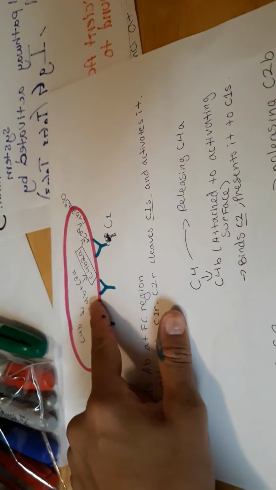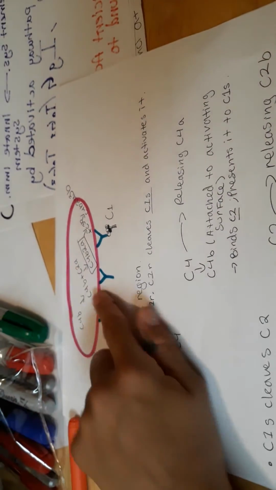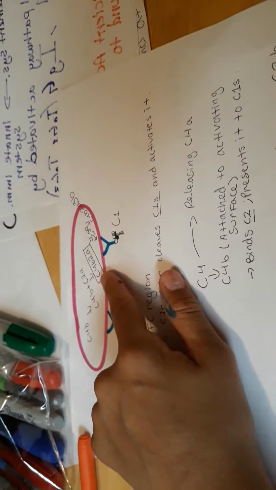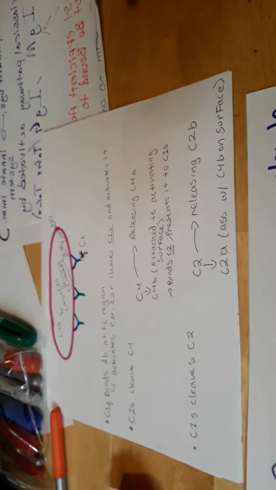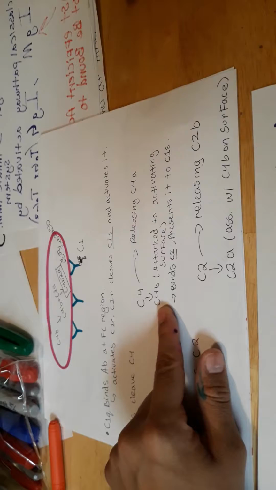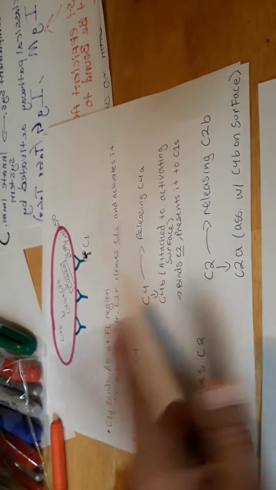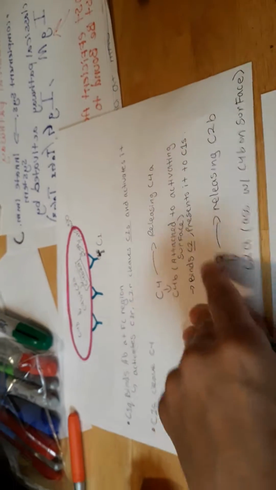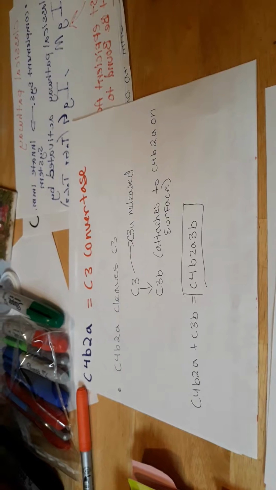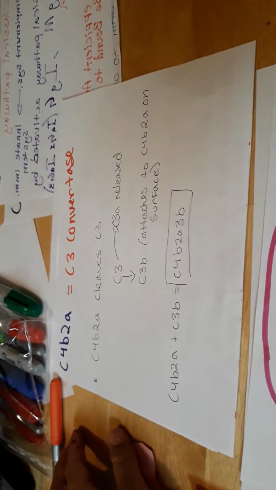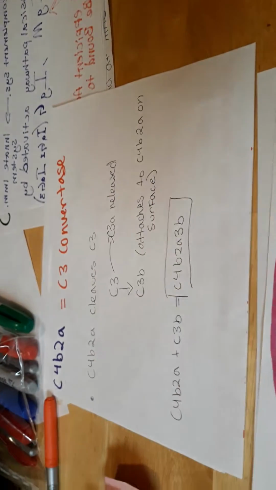So C4b from before and C2a from now will actually join up together and create a new little complex called C4b2a, all right? We have a special name for this new complex. So remember, C4b stayed behind, and C2a stayed behind to hang out on top of the pathogen, and now they make a complex. So this new complex is called C3 convertase, okay?